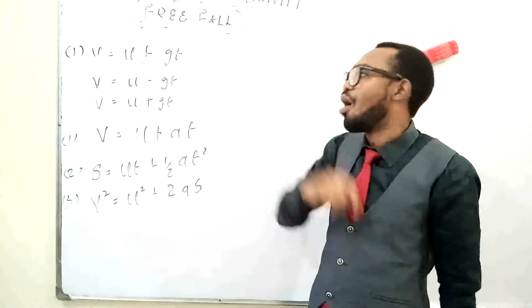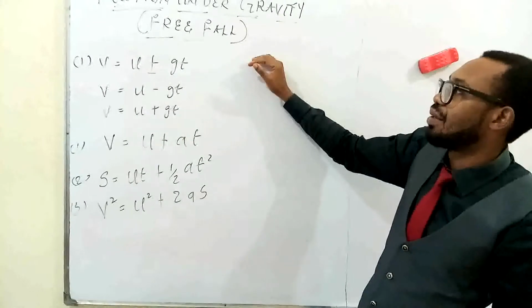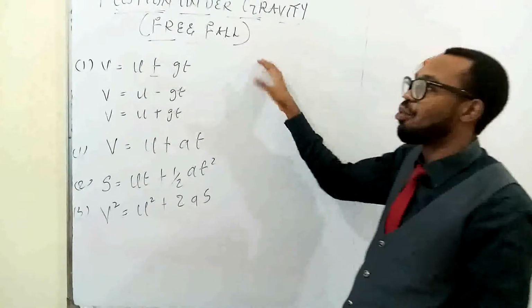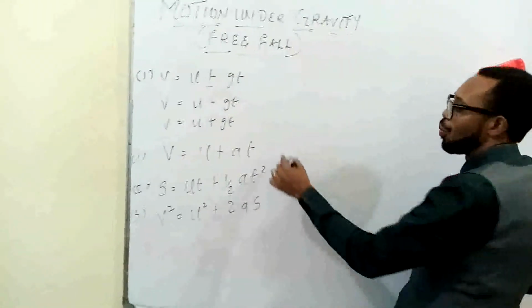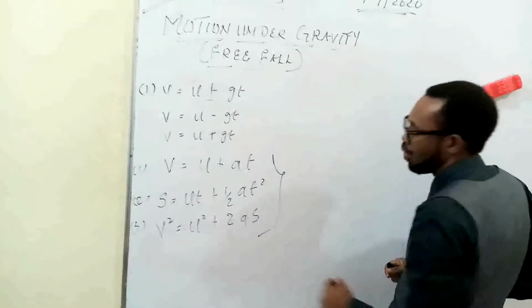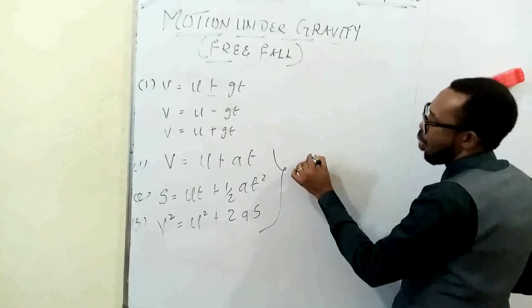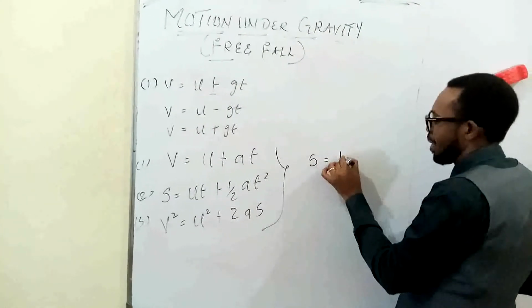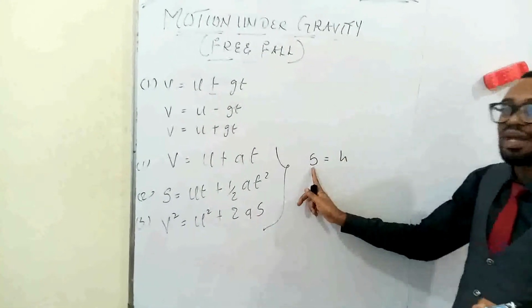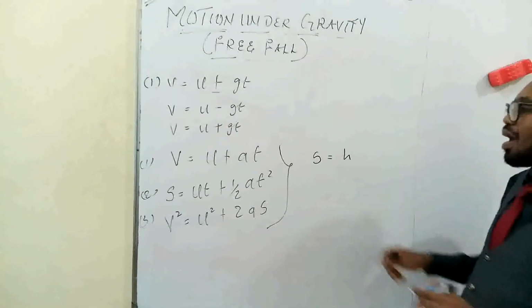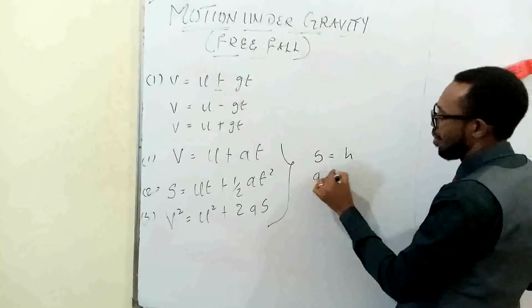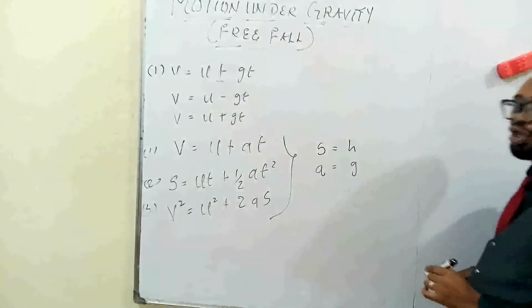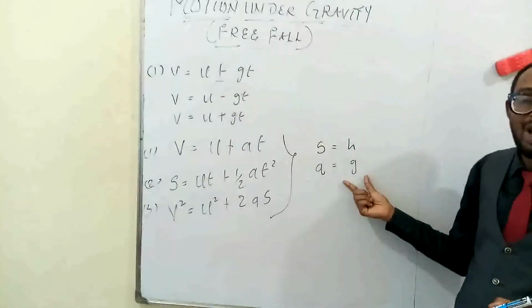Is that clear? Okay. Now when we look at the equations of motion under gravity, the thing that ought to be changed from these three equations is that our S becomes H. In other words, the distance becomes the height, and then A, which is linear acceleration, becomes G, which is the gravitational acceleration.